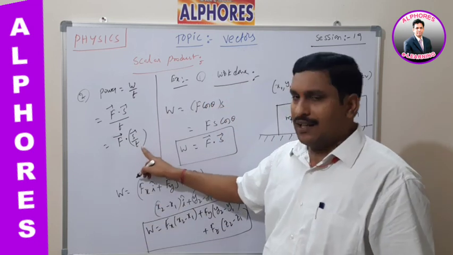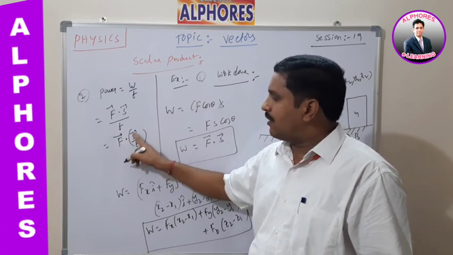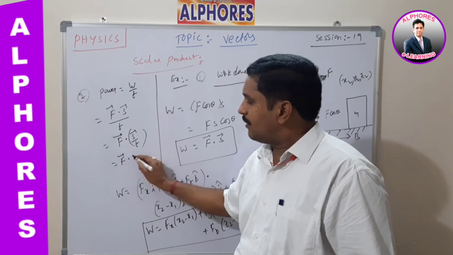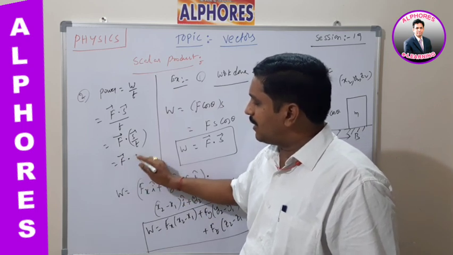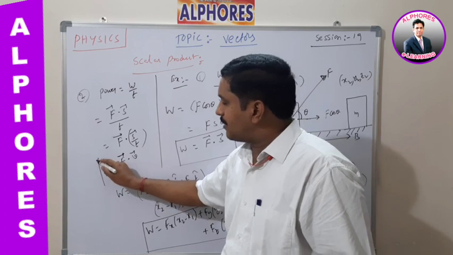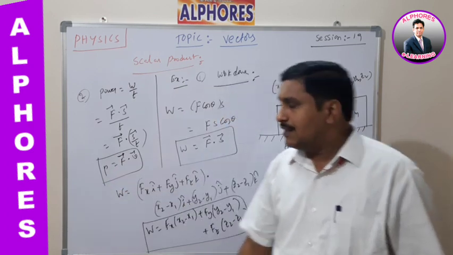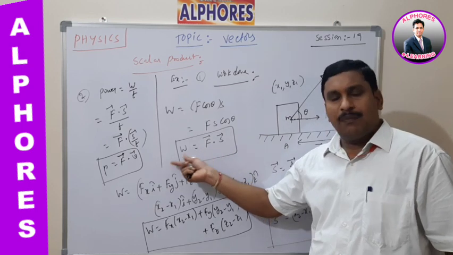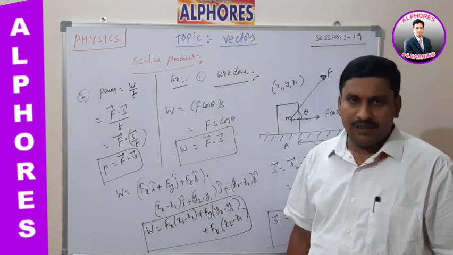Because time is a scalar, this can be written as F bar dot displacement vector by time. Displacement vector by time, we already know, is the velocity vector. So F bar dot V bar is the expression for power. The dot product of two vectors is always a scalar. That's why work done is a scalar, and power is also a scalar.